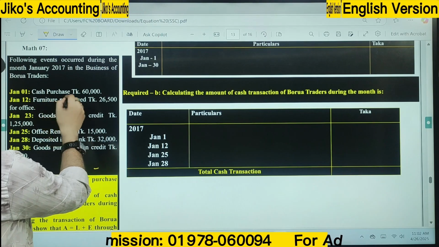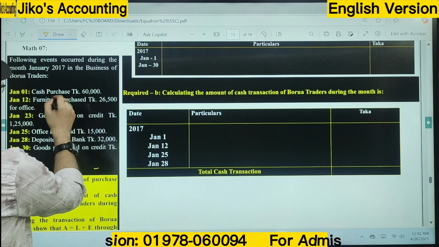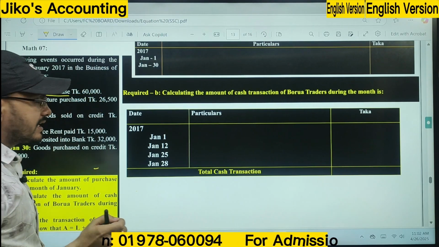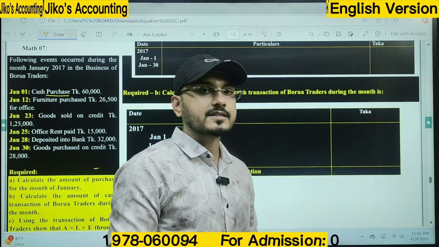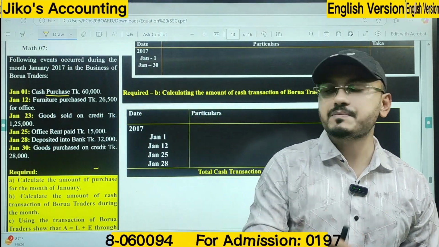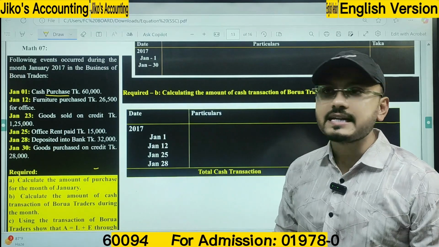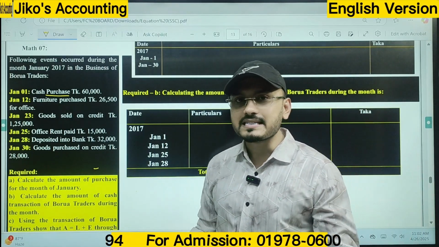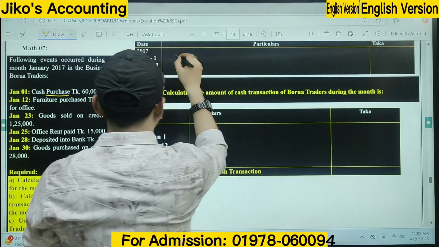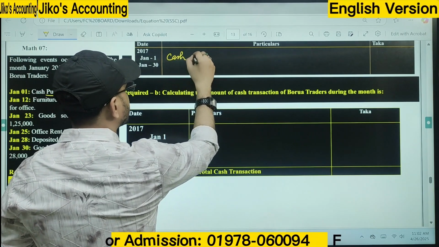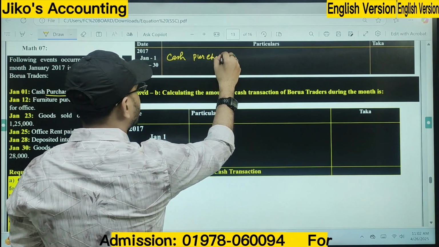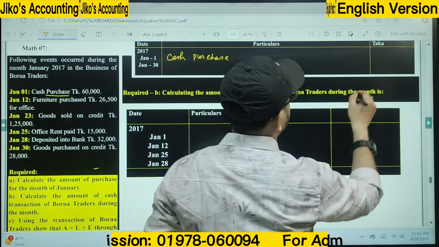Okay, cash purchase taka 60,000. Here you can see cash purchase. This doesn't mean purchase of any fixed assets. Only purchase means indirectly goods purchase. It's an expense for my business. That's why I have to write down here cash purchase. Sir, what is the amount here? Here, 60,000.